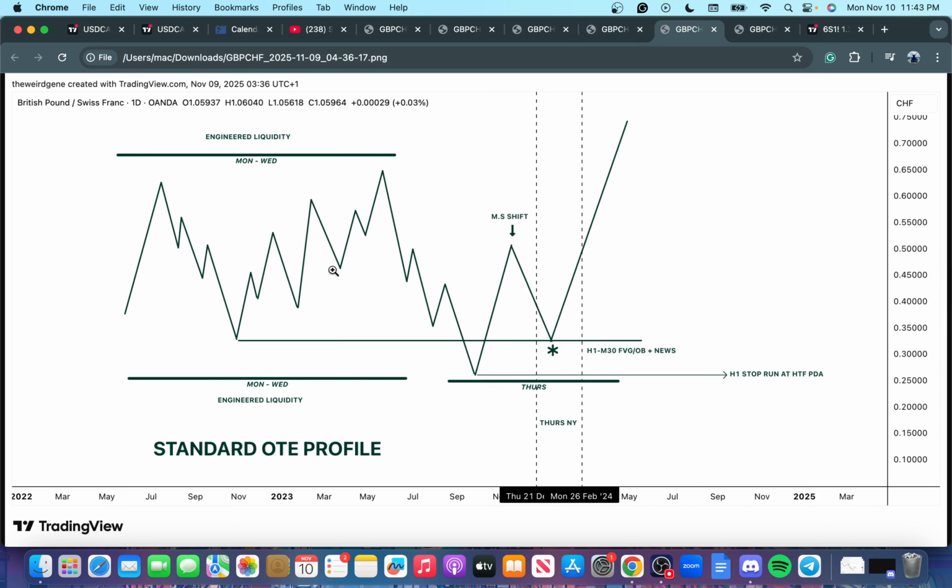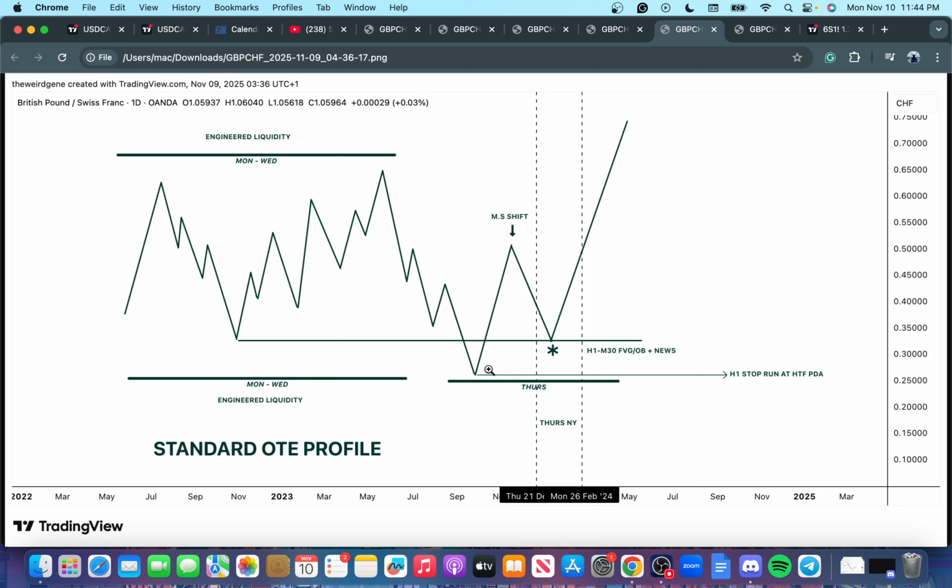So let's talk about the first entry model, the standard OTE profile. OTE stands for optimal trade entry, right? Optimal simply means, if I want to be a buyer, I want to buy where it is most optimum for me, which is a discount. If I want to be a seller, I want to sell where it is most optimum for me, which is a premium. OTE means buying at the most suitable prices.